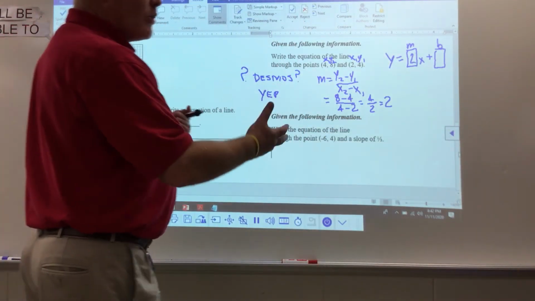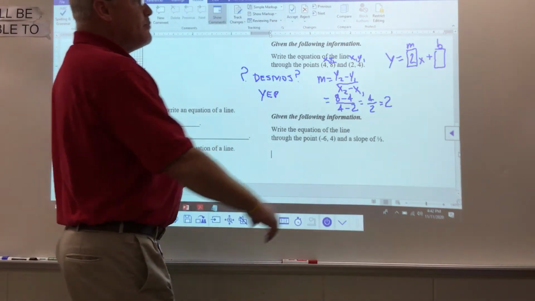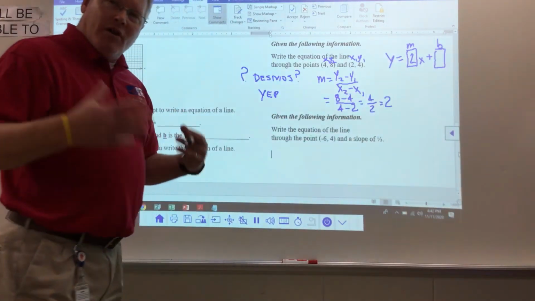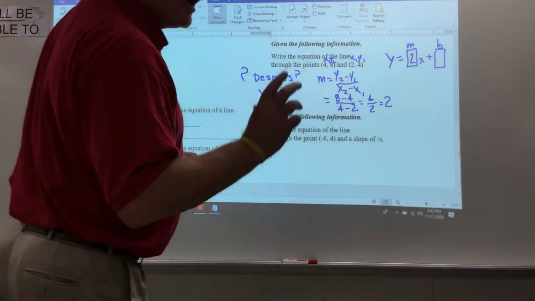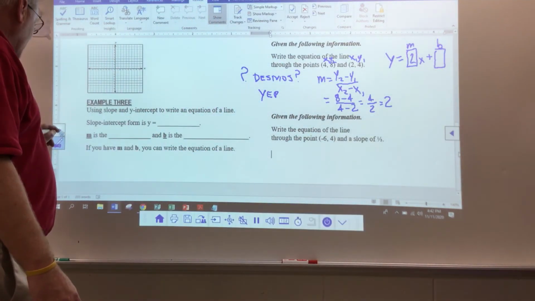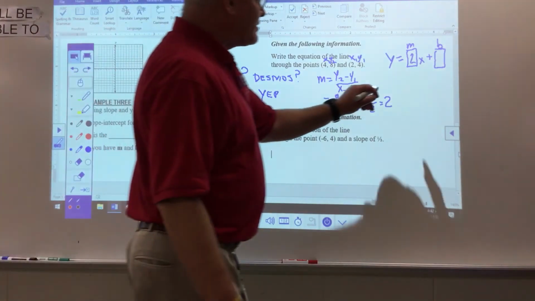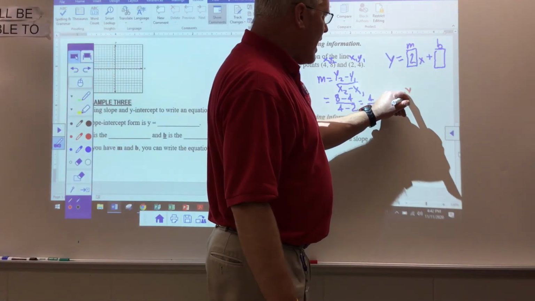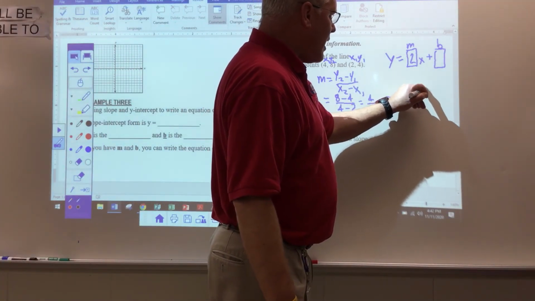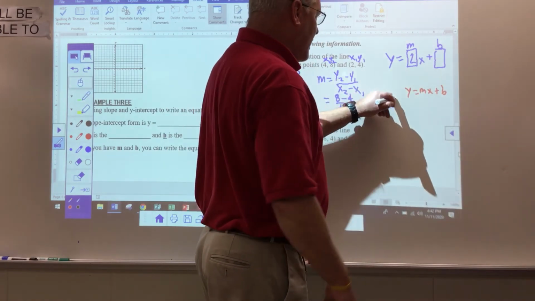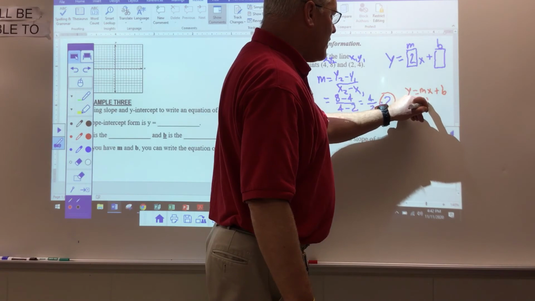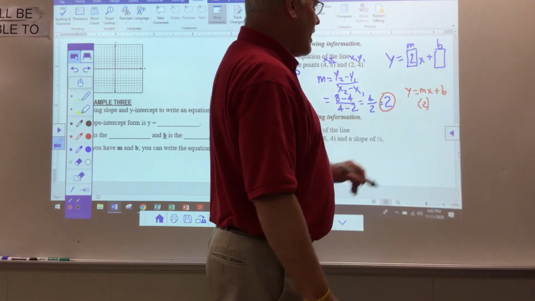Now, how do I find the b value? Well, I only have one formula with b. What is it? y equals mx plus b. So let me see if I can change pens here real quick. And I'm just going to write that down right over here. y equals mx plus b. Well, I have my m. It's right here. So I'm going to put in 2 for my m.